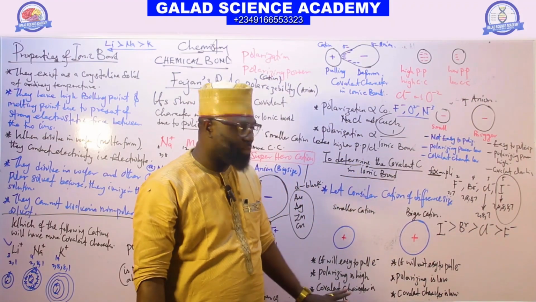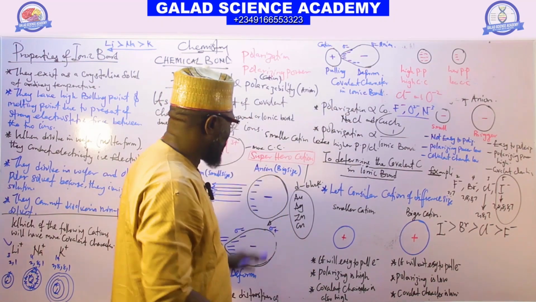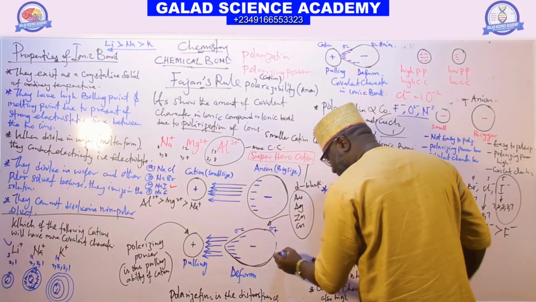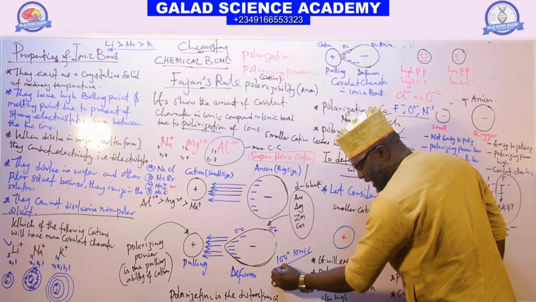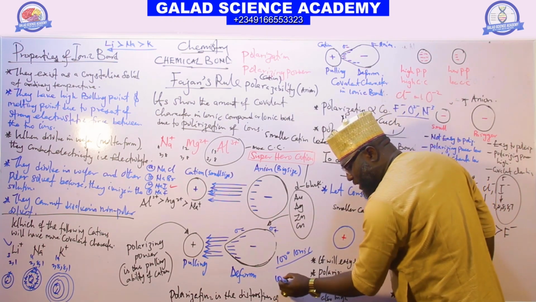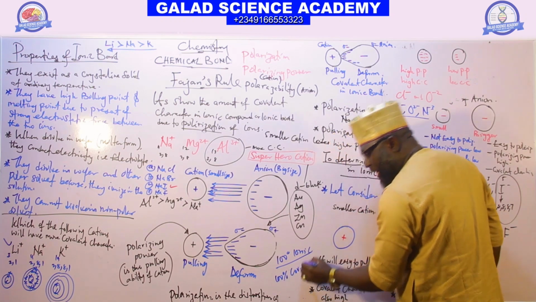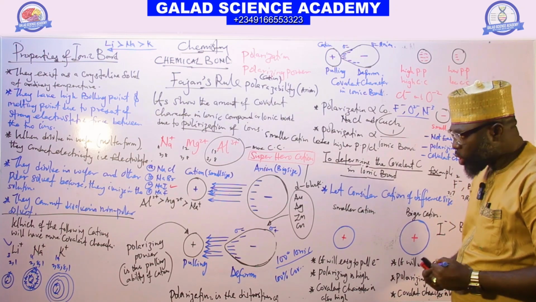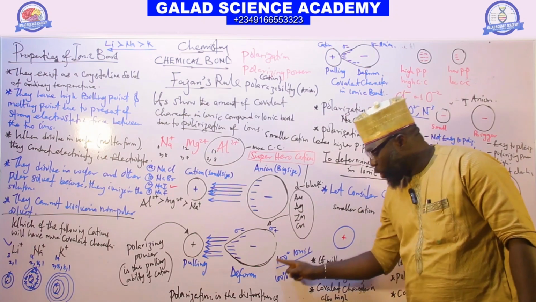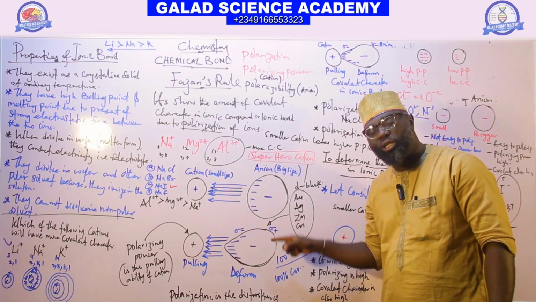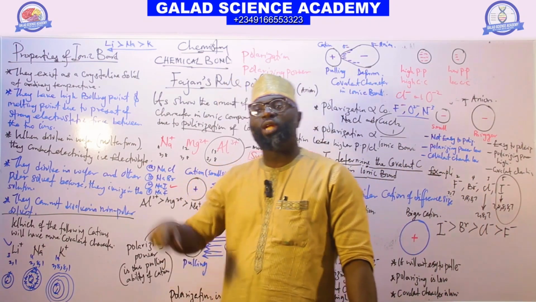So that is all about Fajan's rule. Don't forget, Fajan's rule is the one telling us that there is no compound that is 100% ionic. And there is no compound which is 100% covalent bond. So what is the phenomenon we use to determine the covalent character in an ionic compound? It is polarization.